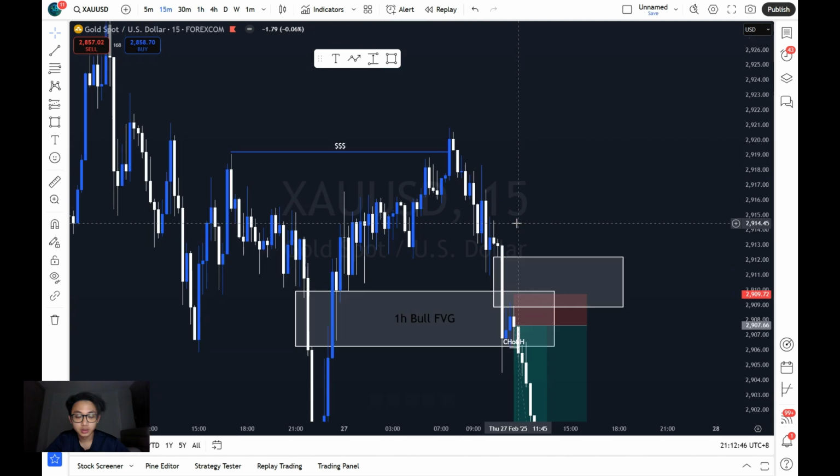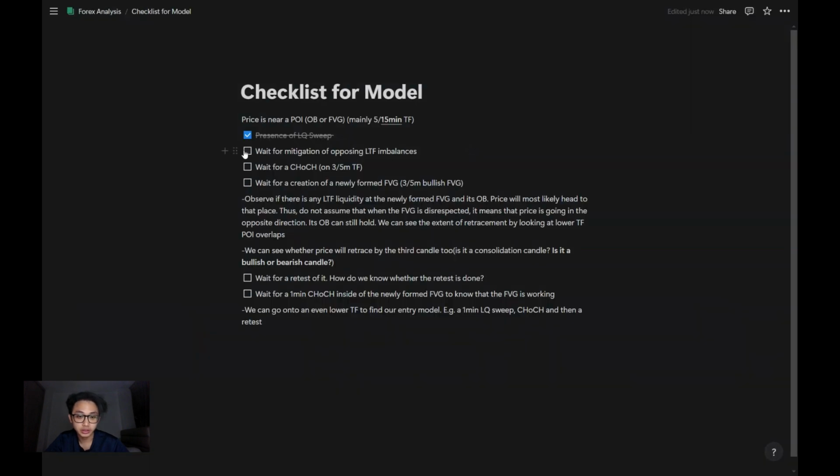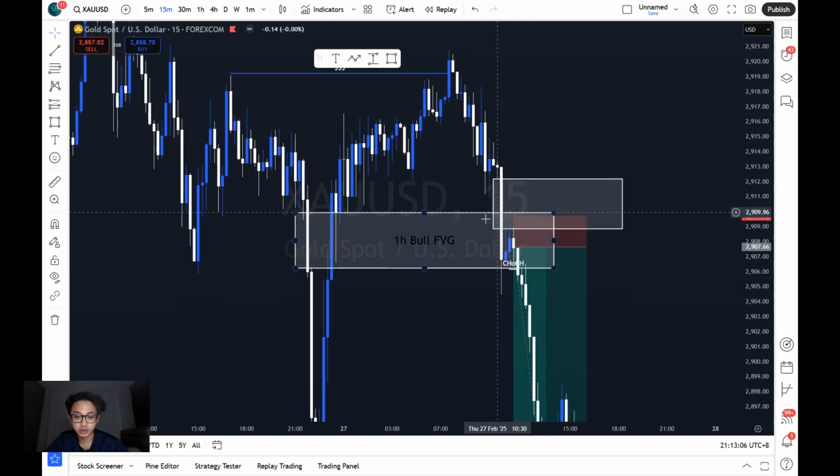There's another trade that I could have taken. So here we can see that price has swept some trend line buy side liquidity, and it's most possibly this buy side zone. After the sweep, we have to wait for a mitigation of opposing low time frame balance, which is this 1 hour bullish fair value gap. And it indeed got mitigated on the 15-minute time frame.